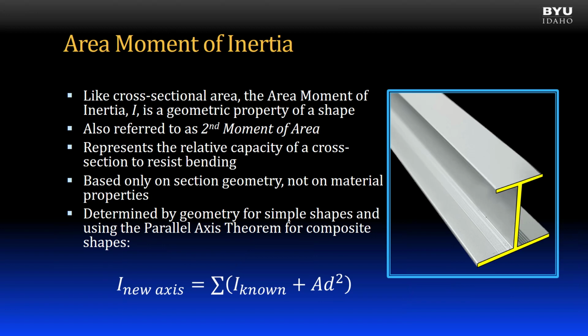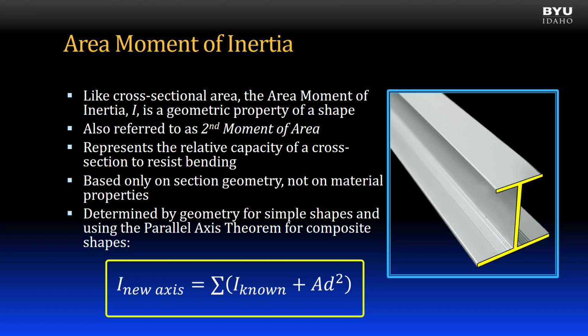The moment of inertia of an area is a cross-sectional property like area and is also called the second moment of area. The moment of inertia can be viewed as a measurement of resistance to bending. The moment of inertia is based only on geometry, not on material properties. For simple shapes like rectangles, circles, and triangles, the moment of inertia can be easily found based on geometric properties. For composite shapes, the parallel axis theorem is used to compute moment of inertia.